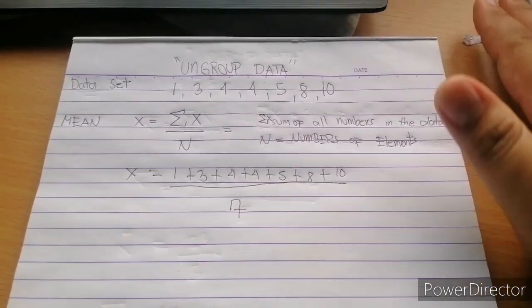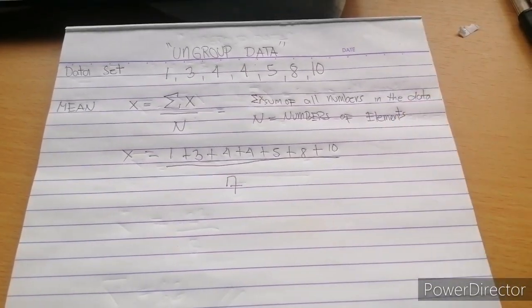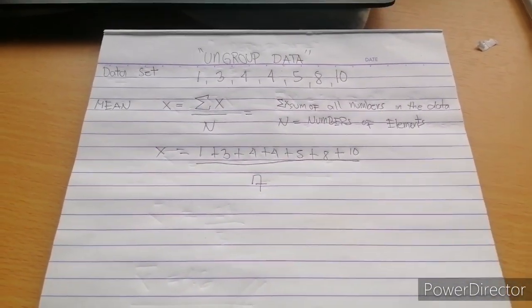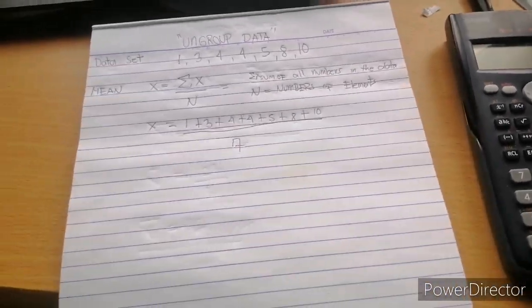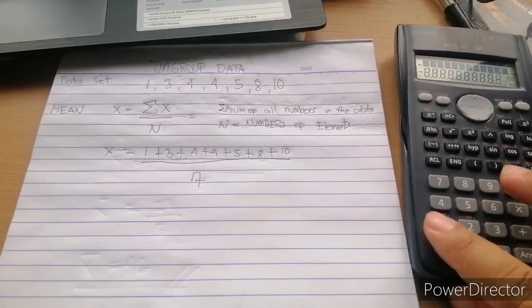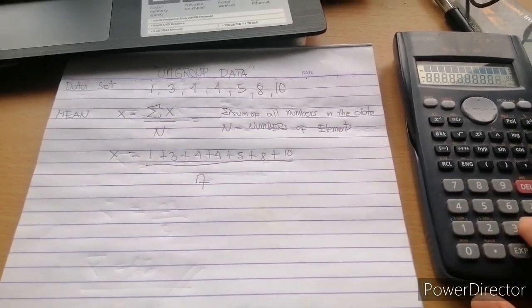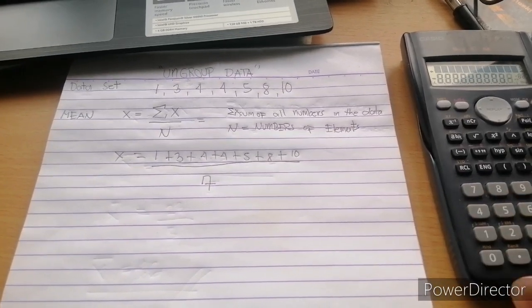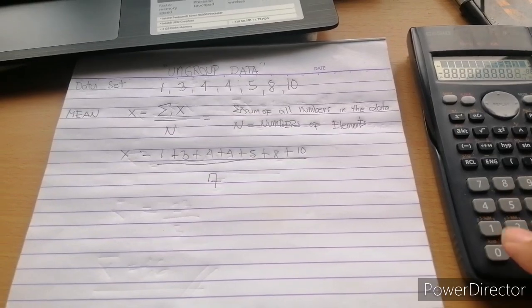For the people who cannot solve this in their head, you need a calculator. But for me, I don't need a calculator because I'm somehow genius enough, and I can do it without the calculator. So first, we have to add the data set, which is 1 plus 3 plus 4 plus 4 plus 5 plus 8 plus 10.